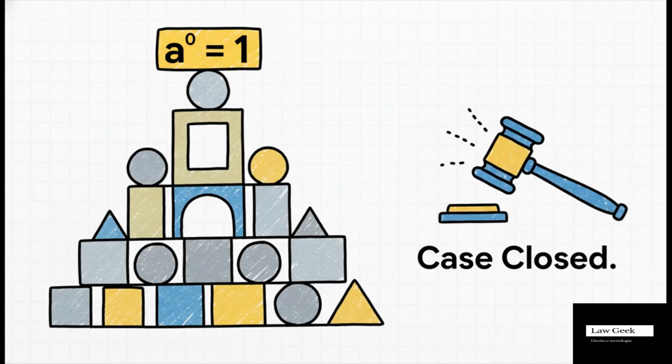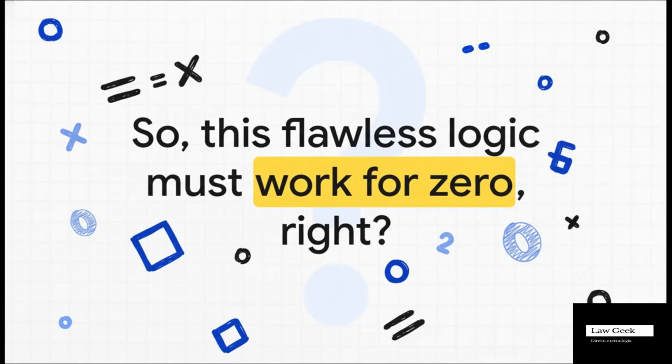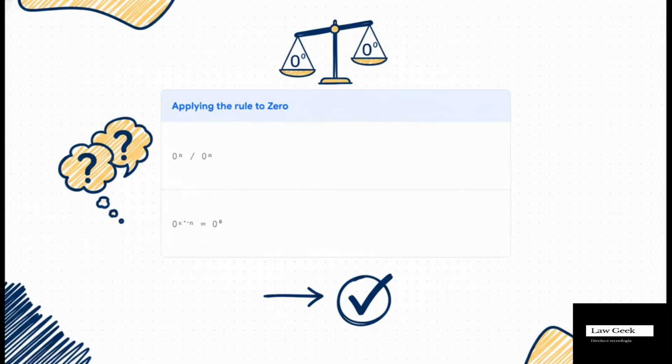Did you catch that? I just said non-zero? Well, yeah, this is where things get weird. Because 0 has a bit of a reputation in math for being a rule breaker. So what happens if we try to use that same flawless logic, but we swap out our a for 0? Okay, let's do it. We apply the rule, we get 0 to the power of n minus n. That simplifies to 0 to the power of 0. Easy enough. So far, so good. That's one half of our equation sorted.